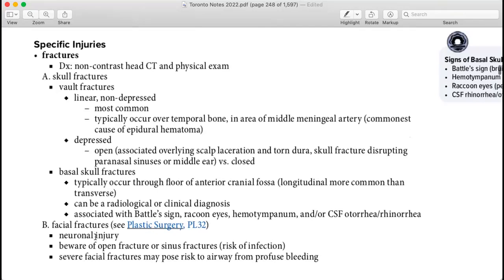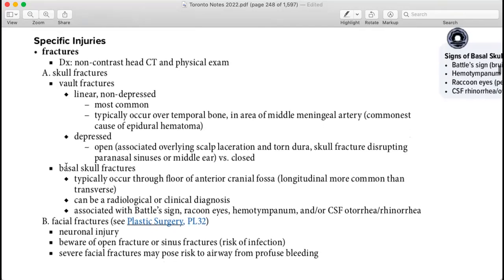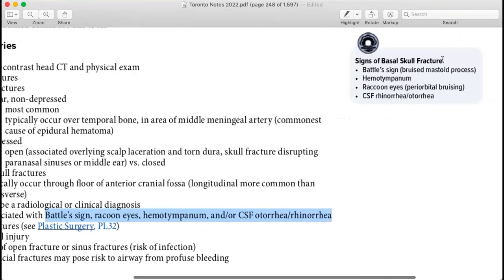Facial fracture in neurological injury is very common. So in a basal skull fracture, Battle sign, raccoon sign, hemotympanum and CSF otorrhea are the signs that you would look for. They can ask you in the basal skull fracture what signs you would look for. It's even written in the sidebar.